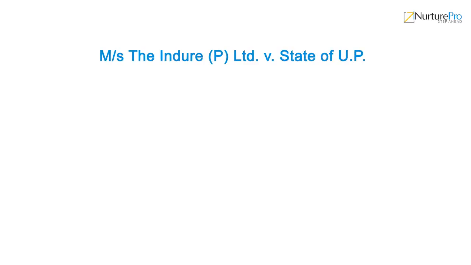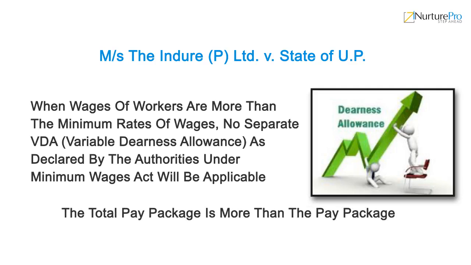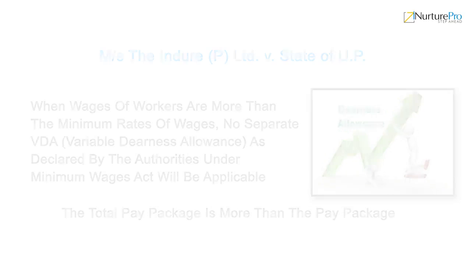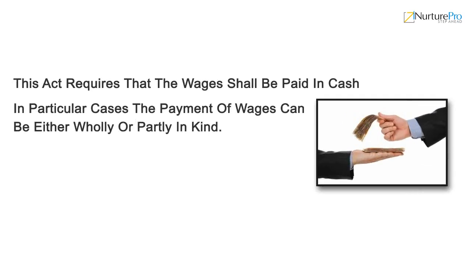In a recent case, Messrs. Endure Private Limited versus State of UP and others in 2011, the Rajasthan High Court held that when wages of workers are more than the minimum rates of wages, no separate VDA, Variable Dearness Allowance, as declared by the authorities under the Minimum Wages Act will be applicable, since the total pay package is more than the pay package under the said government order. This Act requires that wages shall be paid in cash, but in particular cases, the appropriate government may authorize the payment of wages either wholly or partly in kind.